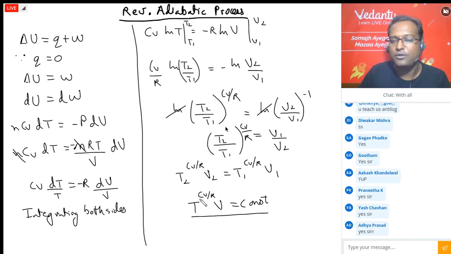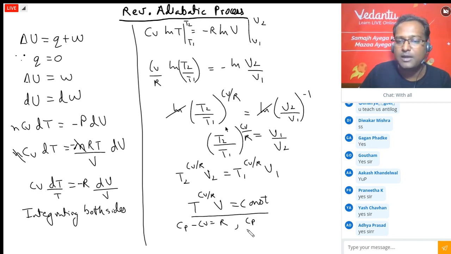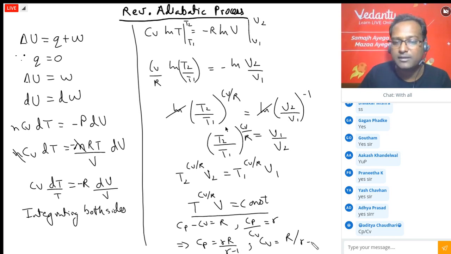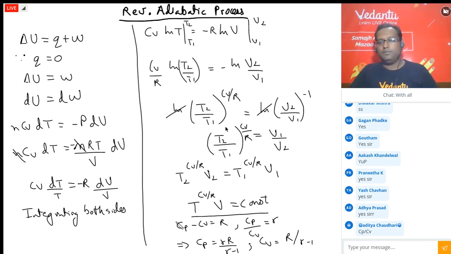I don't want to write it in terms of Cv. I want to write it in terms of gamma. I know two formulae. One is Cp minus Cv is equal to R, and the other is Cp upon Cv is gamma. Now, please check from here. You will get Cp equal to gamma R by gamma minus 1 and Cv equal to R by gamma minus 1. Please check. From this and this, I will end up with this.